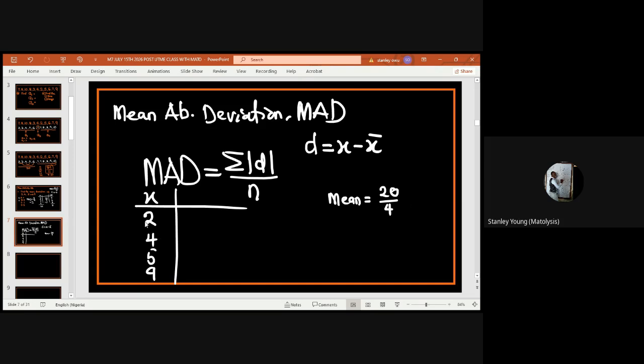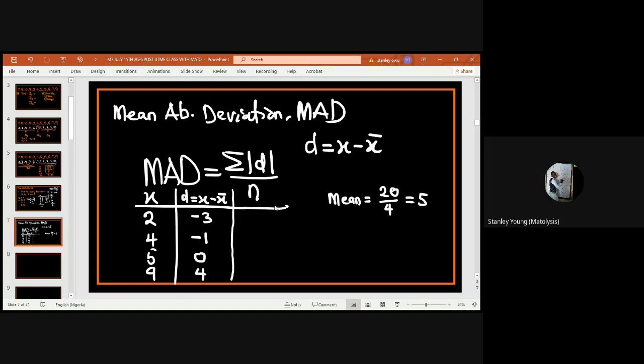Since we have 14s there. Since the mean is 5, I want to get our D. D normally means X minus X bar. So if we do 2 minus 5, that would have been minus 3. 4 minus 5, that would have been minus 1. 5 minus 5, that would have been 0. 9 minus 5, that would have been 4.